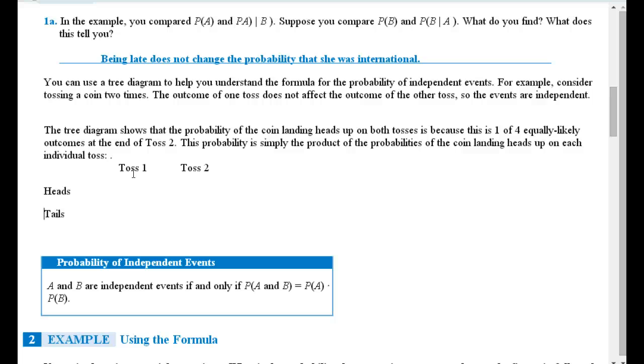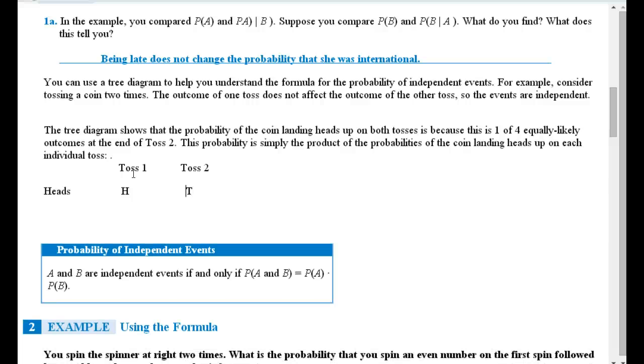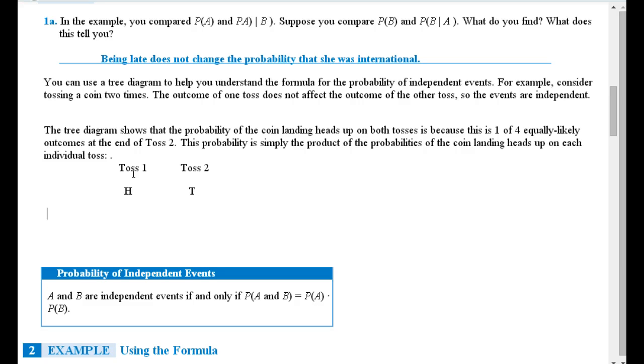So let's say that in the case that the person got heads, then on the first one they could have gotten tails. So that was an option, right? Okay, so that's one possible outcome.